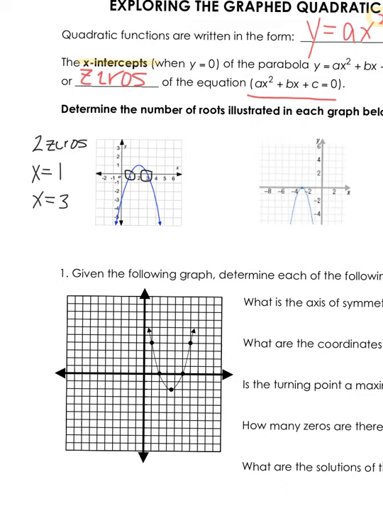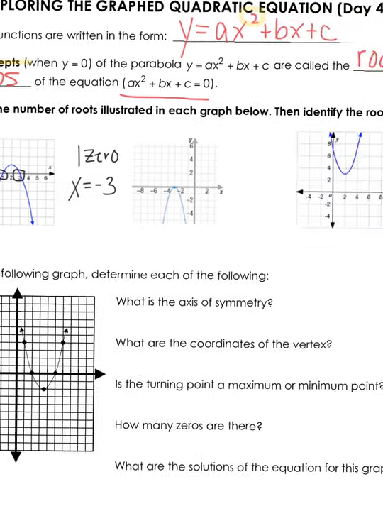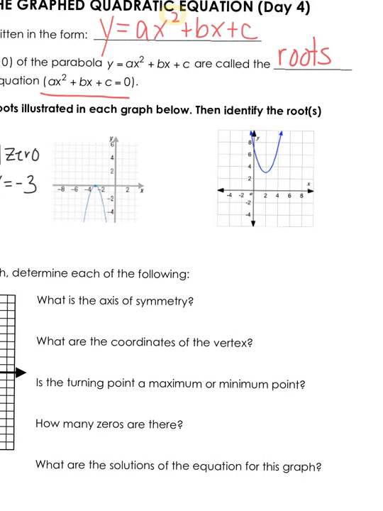In the next picture, you can see this parabola only touches the x-axis once. So that means there's 1 zero. Where is that zero? Be careful, you're going left, so it's negative. And it's at x equals -3. In the last one, you can see that that parabola doesn't hit the x-axis at all. So I would say this one has no roots or zeros.